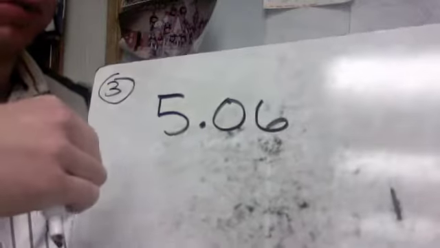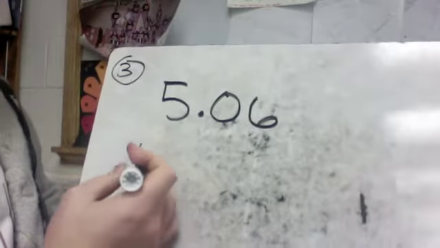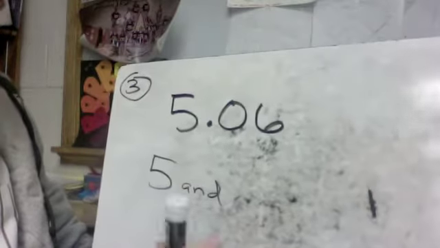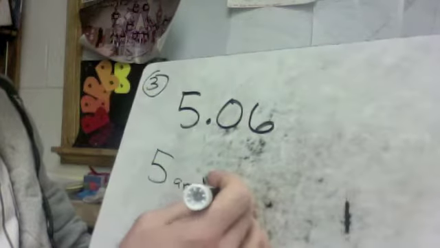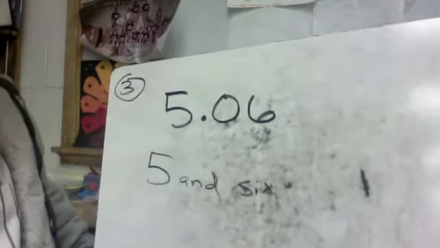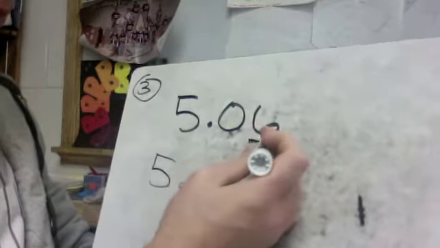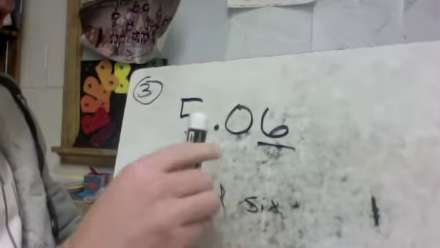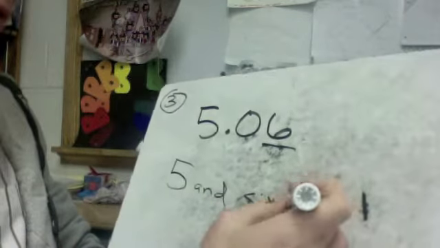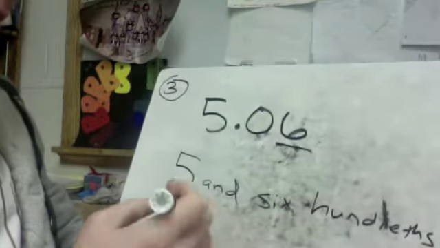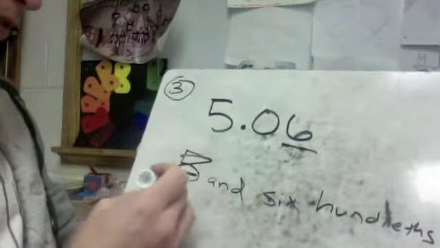This in word form is not too tough to do. We know in our whole number spot over here, we're going to have 5 and then we've got 6 somethings. All we have to do is look for our label in the very last place, which would be right here, and that would be the hundredths place. So it would be 6 hundredths.